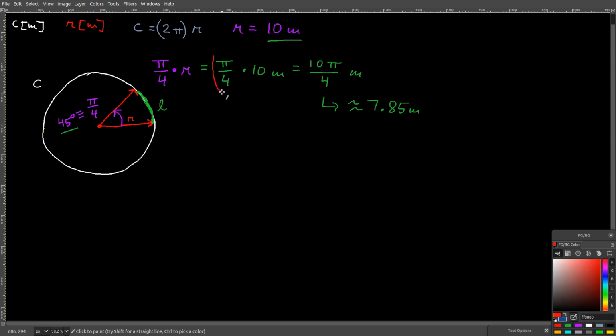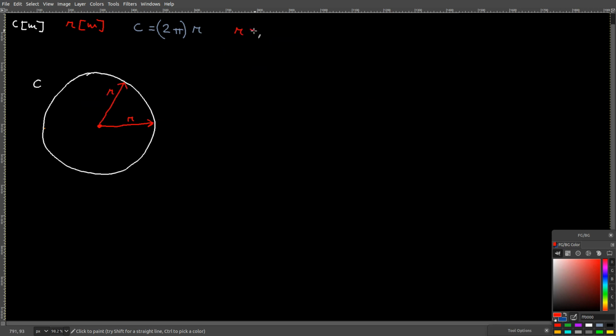So you see, if you have your angle in radians and the circle's radius in meters, then by multiplying them together, you get the arc's length in meters corresponding to that angle. You cannot do that with degrees. If your radius is 7 meters and you have 60 degrees, and then you multiply 60 degrees by 7 meters, then you would get 420 degrees times meters.